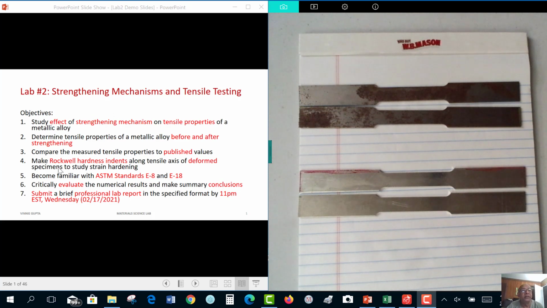In this experiment, you will become familiar with ASTM standards E8 and E18. I would like you to download both of these standards so that you can study them. Please study them so you can answer quiz questions. You're of course going to critically evaluate numerical results and make summary conclusions. You're going to submit a professional lab report by next Wednesday, that is February 17th.